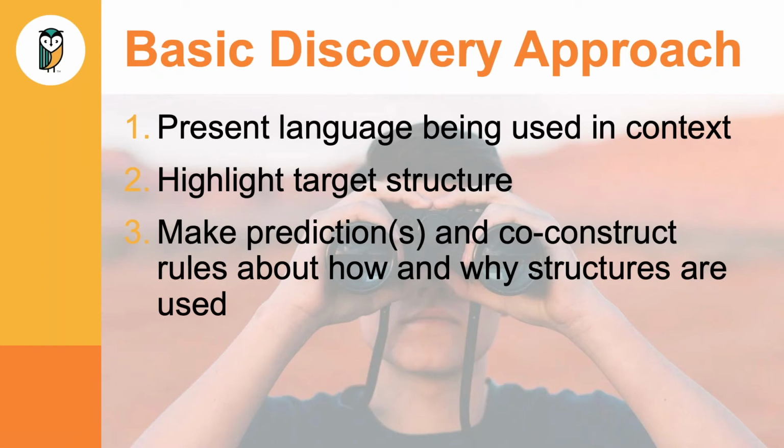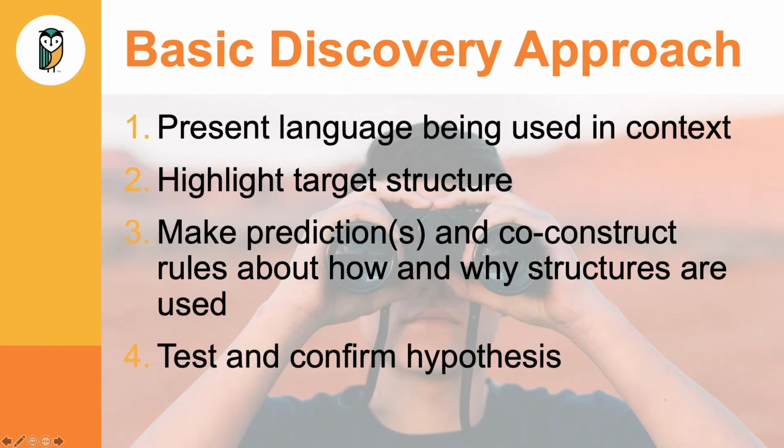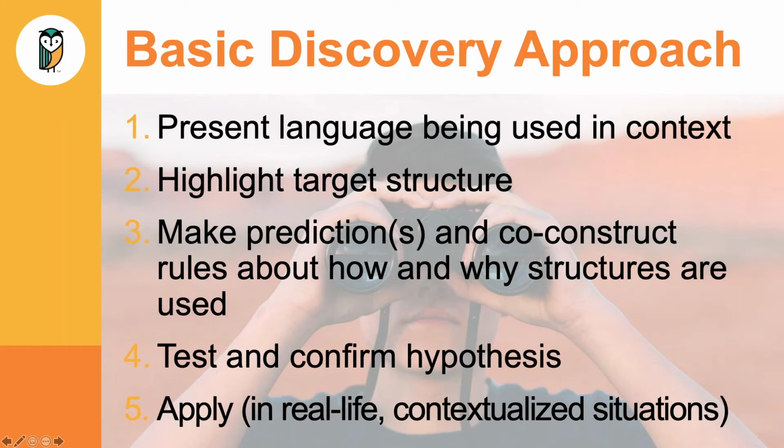Next, you co-construct with your students the rules. Start to do this by asking them some guiding questions to help them make predictions about the grammar rule or structure, and work with the students to co-construct the rules. Then you allow the students to test their hypothesis by giving them some more input with the structure. They will rework anything they need to, and you will help them confirm the rule. Finally, students will move from the receptive mode to the productive mode and start communicating with the target structure.